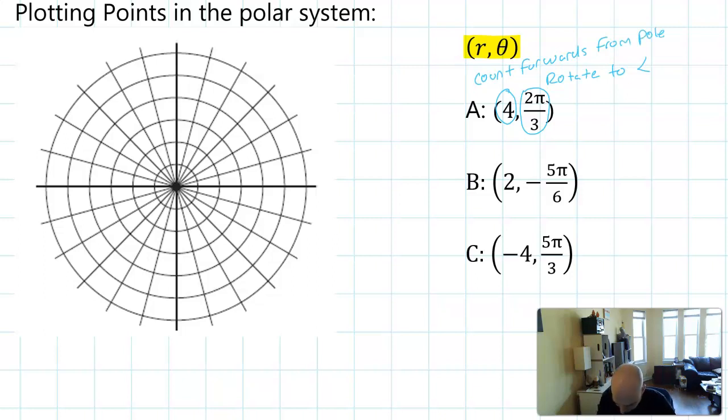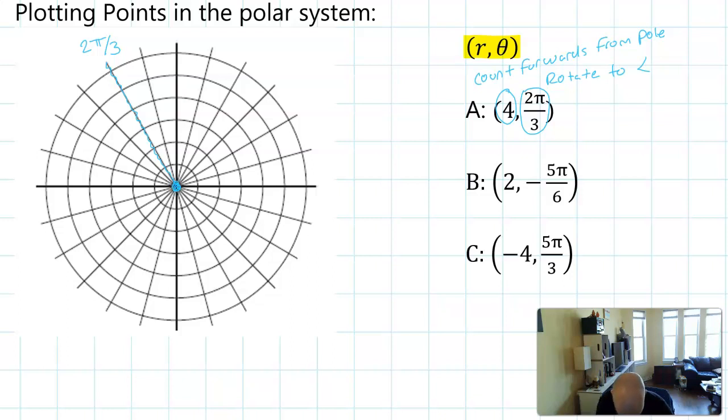So let's do 4 comma 2 pi over 3. I'm first going to find 2 pi over 3. So I'm remembering what I labeled before. This is the pi over 12. So here's my 2 pi over 3 angle. The point for 2 pi over 3 lies somewhere on this ray.